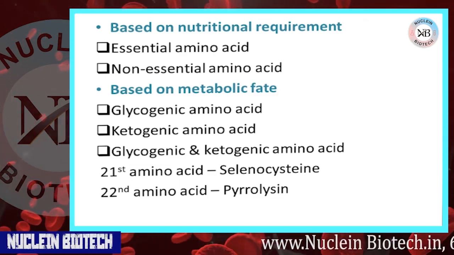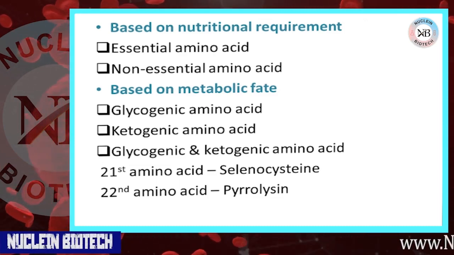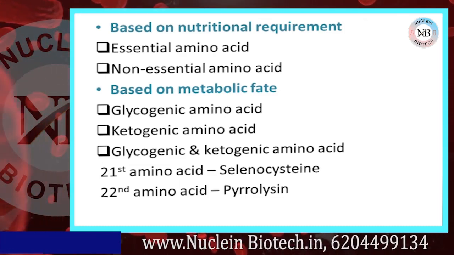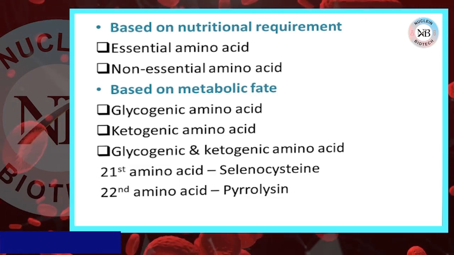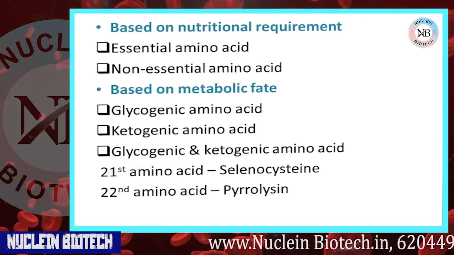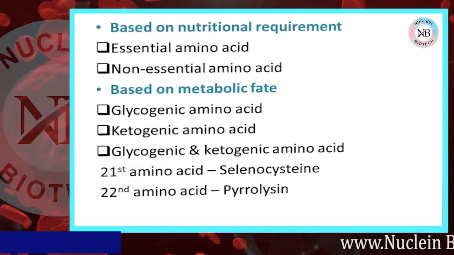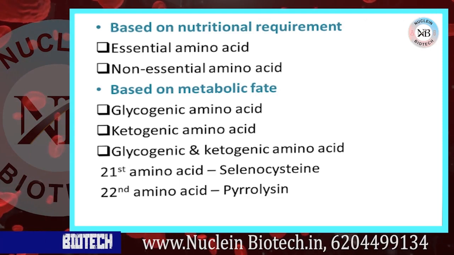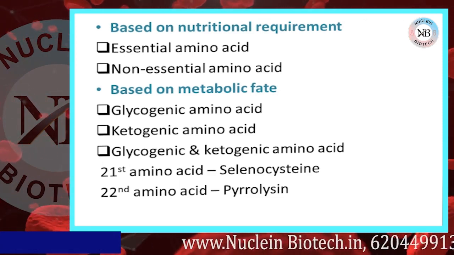Next is ketogenic amino acid. Fat can be synthesized by this amino acid. Examples are leucine and lysine. Next is glycogenic and ketogenic amino acid. So in this, isoleucine, phenylalanine, tryptophan, tyrosine are the precursor for synthesis of glucose as well as for the fat.